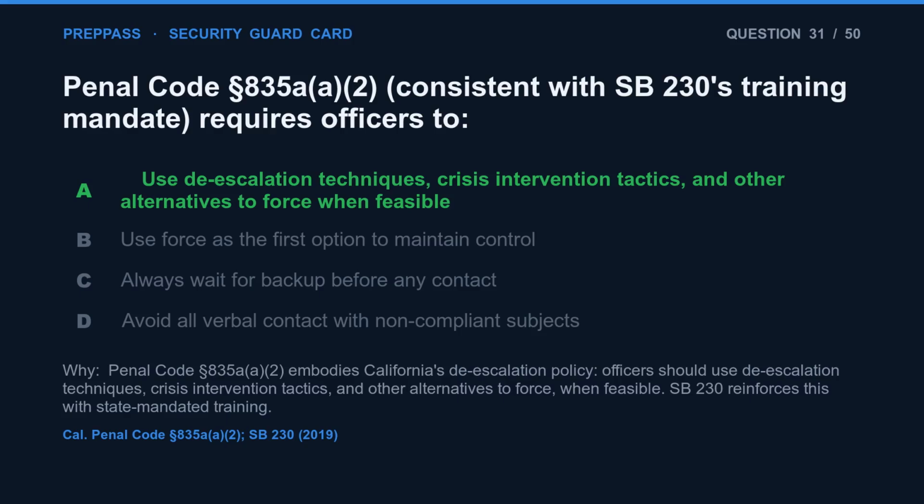The correct answer is A. Penal Code Section 835A(2) embodies California's de-escalation policy. Officers should use de-escalation techniques, crisis intervention tactics, and other alternatives to force, when feasible. SB 230 reinforces this with state-mandated training.